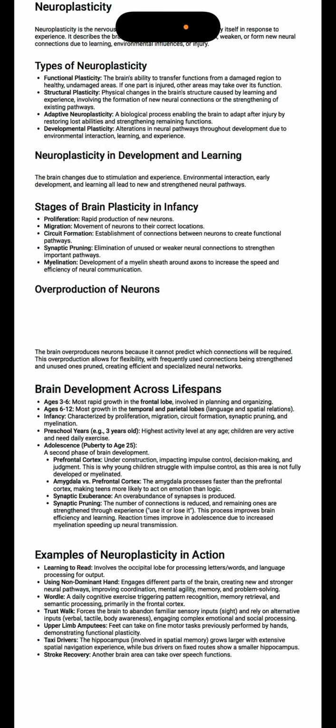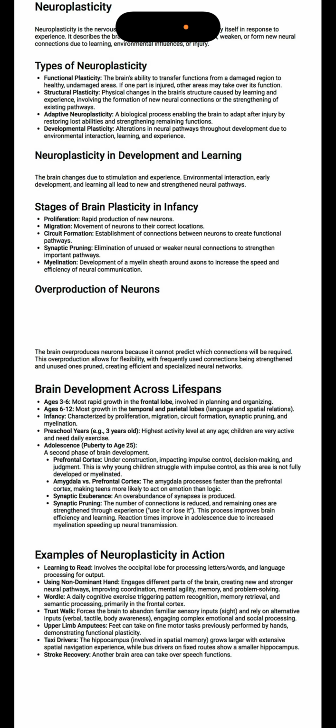Brain development across lifespans. Age 3 to 6, most rapid growth in the frontal lobe, involved in planning and organizing. Ages 6 to 12, most growth in the temporal and parietal lobes, language and spatial relations. Infancy, characterized by proliferation, migration, circuit formation, synaptic pruning, and myelination. Preschool years, for example 3 years old, highest activity level at any age. Children are very active and need daily exercise.